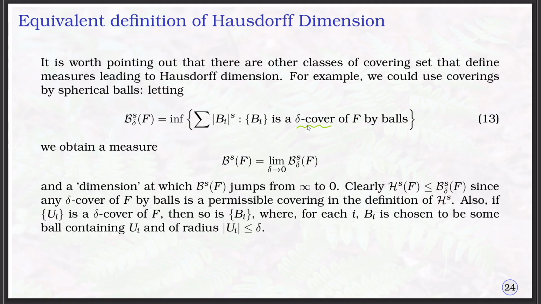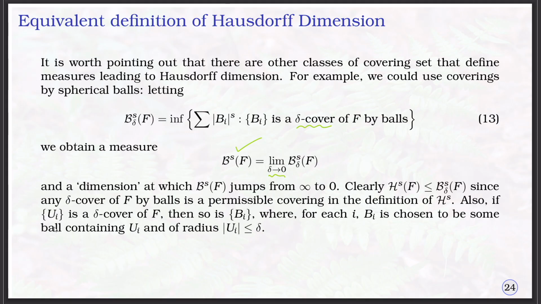We obtained the measure B^s(F) equals the limit as delta tends to 0 of B^s_delta(F), which gives the measure of F with respect to spherical balls, and a dimension at which B^s(F) jumps from infinity to 0. Clearly H^s(F) is less than or equal to B^s(F), since any delta cover of F by balls is a permissible cover in the definition of H^s(F).